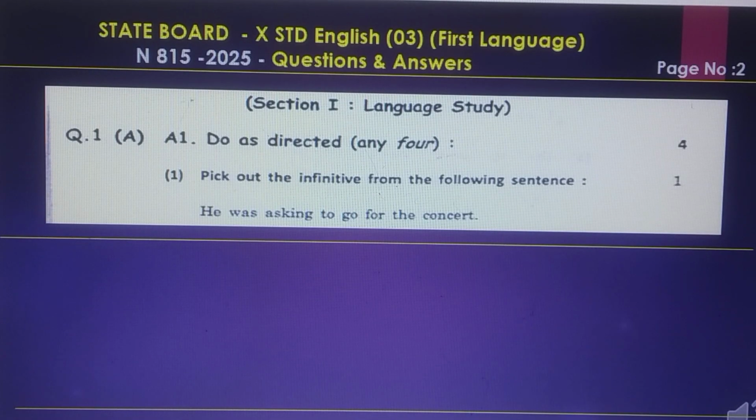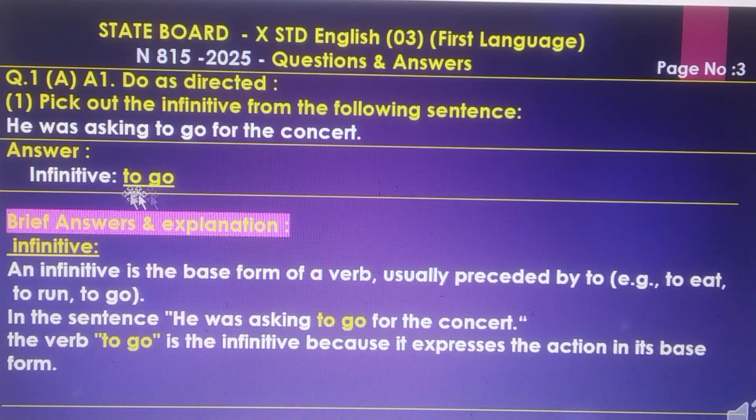Section 1, Language Study. Question number 1, A1. Do as directed, any 4. The first question: pick out the infinitive from the following sentence. He was asking to go for the consent. That is the question. Here is the answer: infinitive, to go.